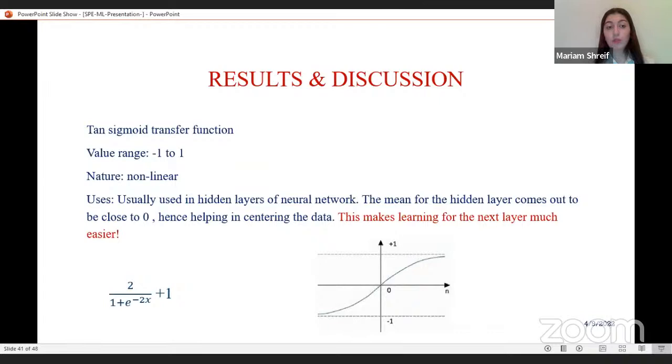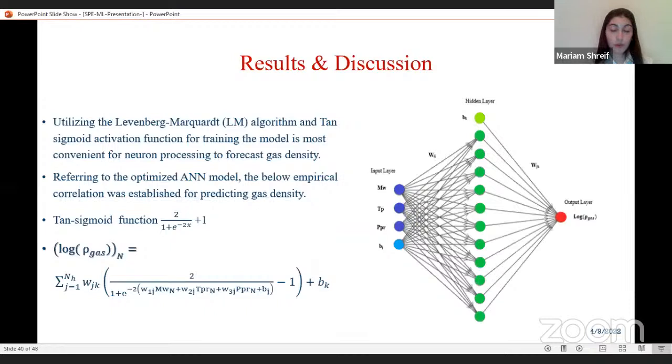We usually use the sigmoid transfer function in hidden layers of the neural network. So the mean for the hidden layer comes out to be close to zero, which helps in centering the data. And this makes learning for the next layer much easier. For our model, we use three layers: one hidden layer, an input layer, and an output layer. The input and output layers represent the input and output of the model. For our case, the optimum scenario was using one hidden layer. Of course, we can use more than one hidden layer for an ANN model, depending on the data and the problem we have. And with experience, someone can determine the number of hidden layers faster and easier. So there is no rule for it.